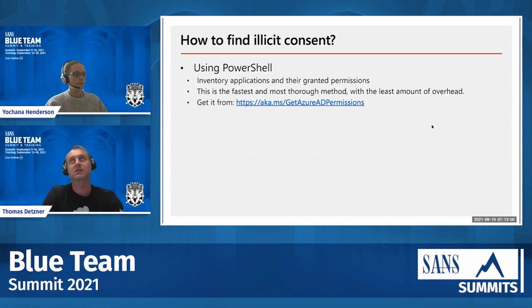We essentially have two main ways. The first way is using PowerShell. To make the whole process easier, we have created a script for you to use. You can find that at aka.ms/getazureadpermissions. What it does is get an inventory of all the applications and the granted permissions within a given tenant. We believe it's the fastest and most robust method. You can use it for any size of tenant, small or very large. We've seen it used with tenants with more than 5,000 apps in them, so it also scales very well.